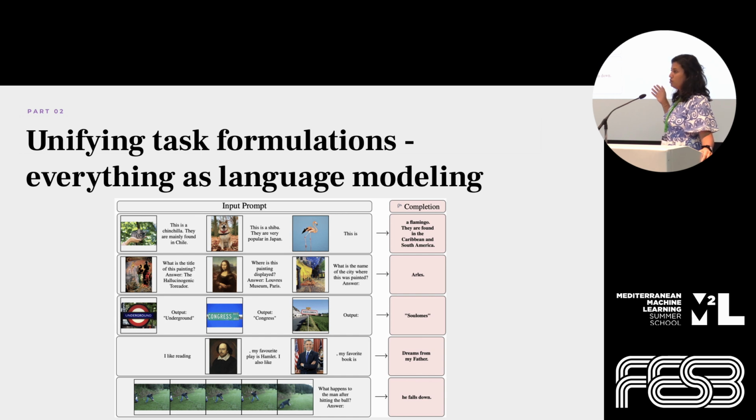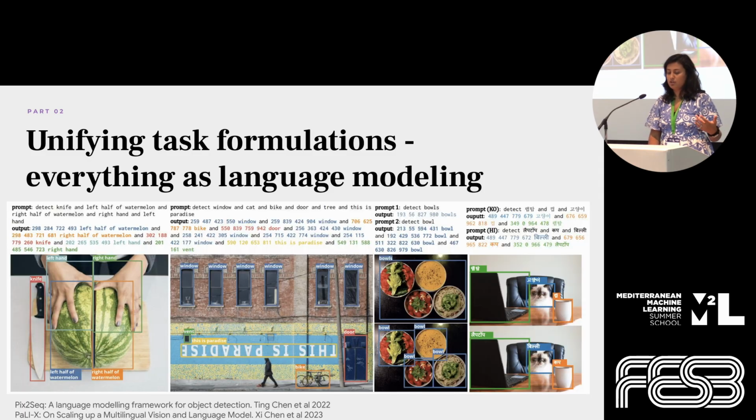And then the output is always just a textual description of solving that task. And this is actually super powerful because you can even do things like object detection, which so far people had very complicated architectures and training strategies for. But there's this paper called Pix2Seq, and then follow-ups like PaLI-X, where you can just give the prompt as "detect knife and left half of watermelon." So you're really in the full open vocabulary regime here.